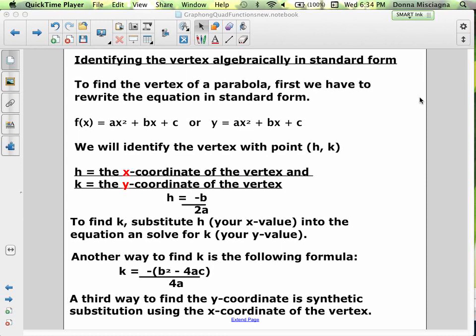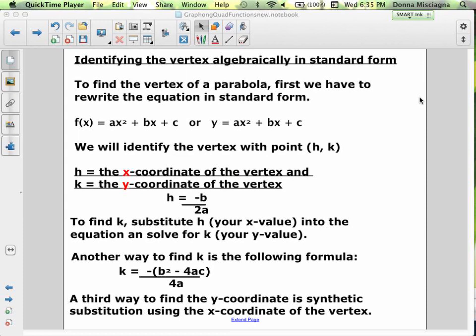All right, so we need to identify the vertex with point (h, k). H stands for the x-coordinate of the vertex. K stands for the y-coordinate of the vertex. We're not going to be able to identify it from the equation itself, but we have a handy-dandy little formula that we could use to identify the x-coordinate. To identify the x-coordinate, you're going to take the value of b, make it the opposite, just like in the quadratic formula, right? The opposite, negative b, and then you're going to divide it by 2a, just like in the quadratic formula. That will give you the x-coordinate.